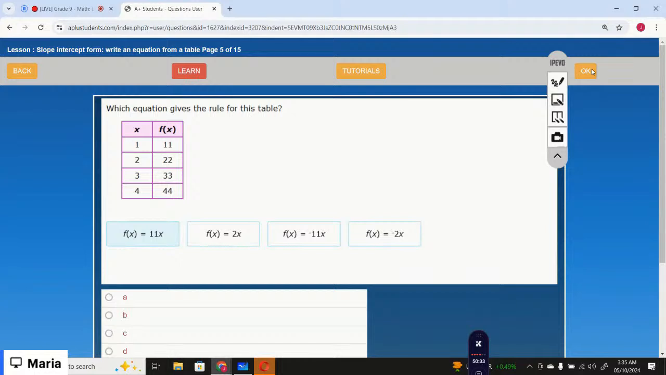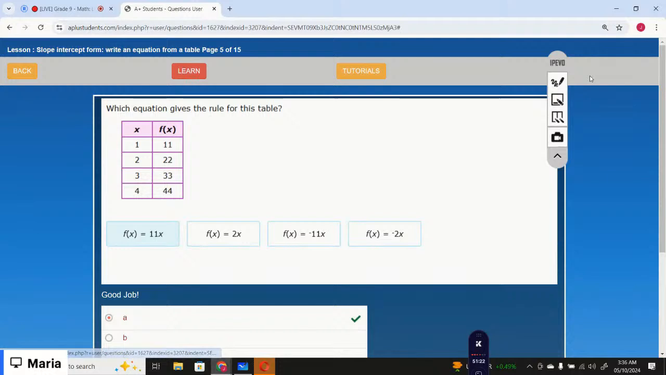Which equation gives the rule for this table? So, which is the correct option? So, the correct option is option number A. That is f of x equals 11x is the correct option.